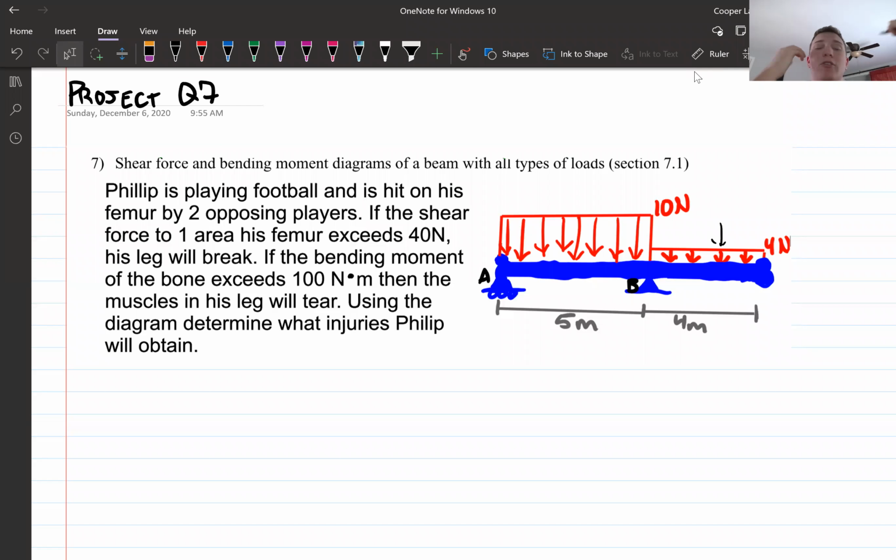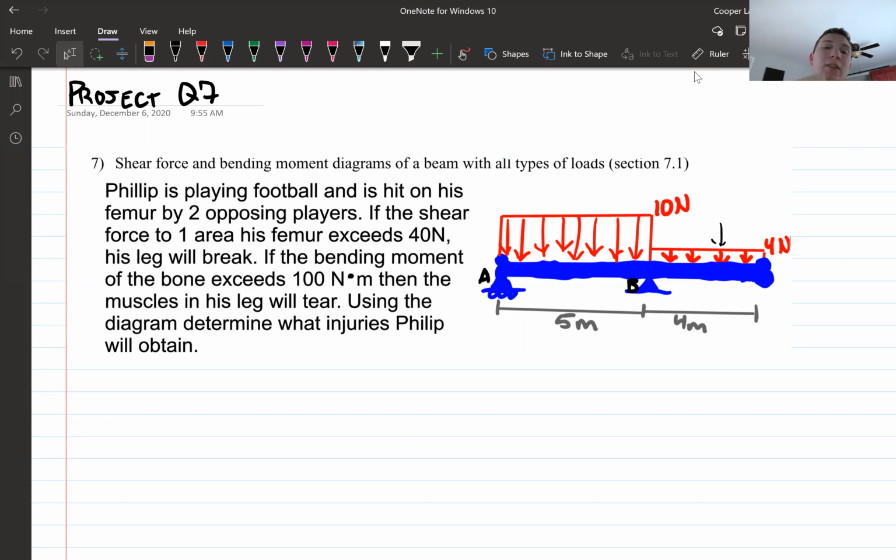Okay, so here we have question 7 on shear force and bending moment diagrams of a beam with all types of loads, or section 7.1. The question is: Philip is playing football and is hit on his femur by two opposing players. If the shear force to one area of his femur exceeds 40 newtons, his leg will break. If the bending moment of the bone exceeds 100 Newton meters, then the muscles in his leg will tear. Using the diagram, determine what injuries Philip will obtain.